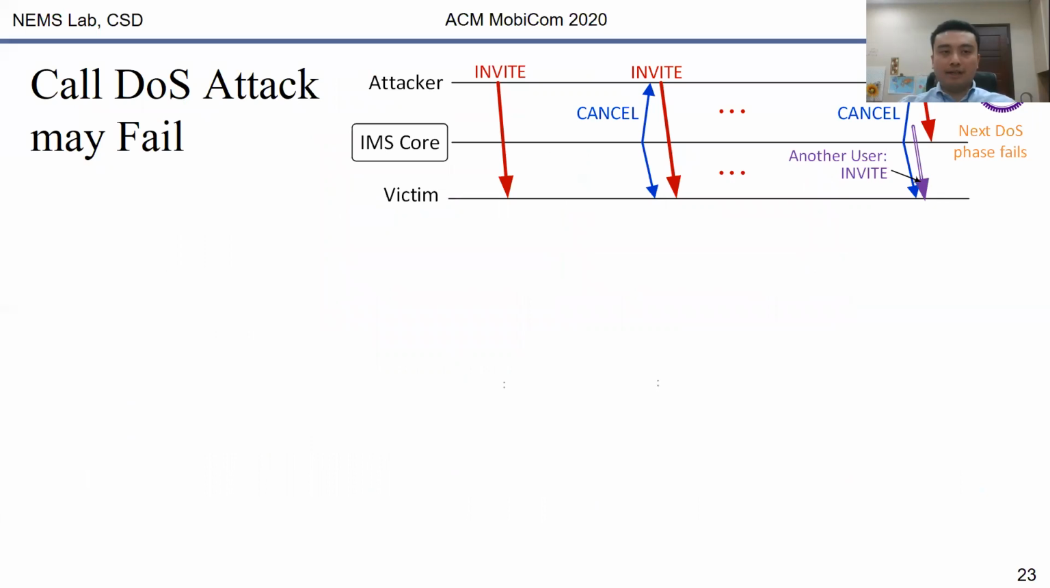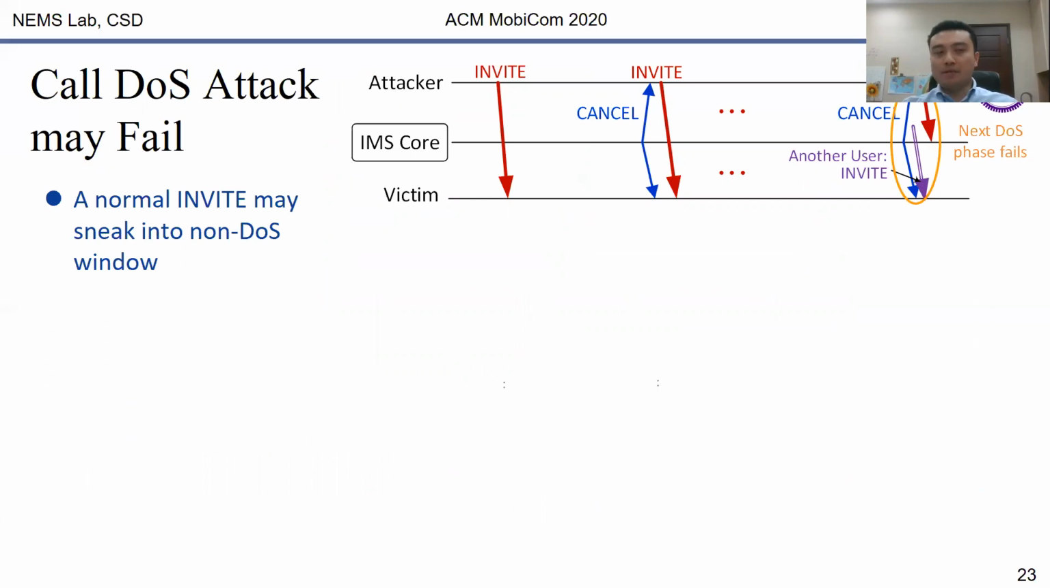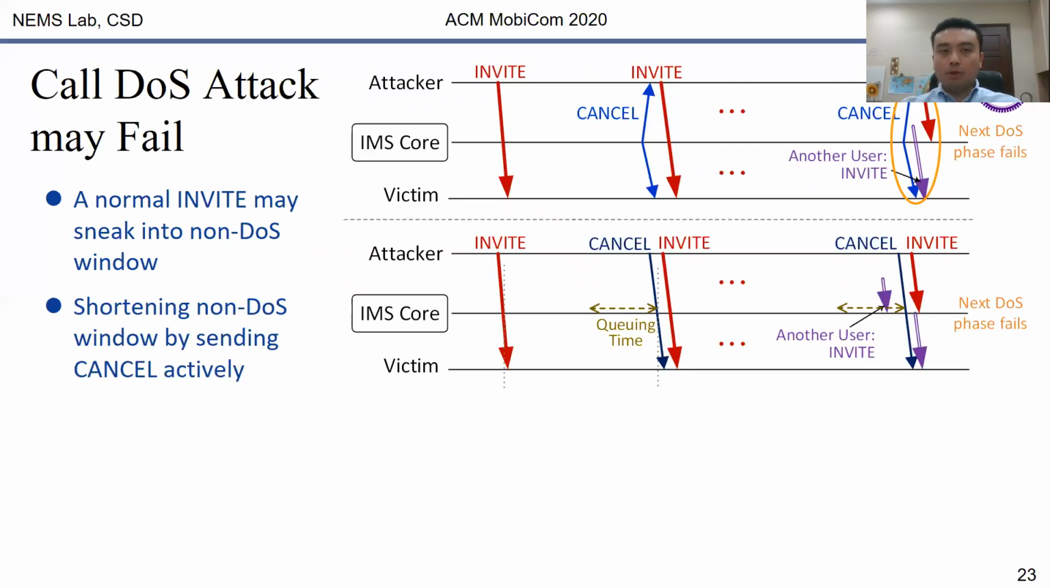However, the call DoS attack may fail. There is a non-DoS window between the cancel sent by the IMS and the invite. A normal invite may sneak into this non-DoS window, so the next DoS phase may fail. We need to shorten the non-DoS window by sending the cancel actively from the attacker instead of the IMS.